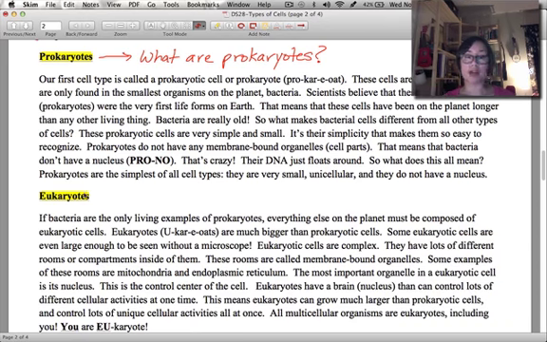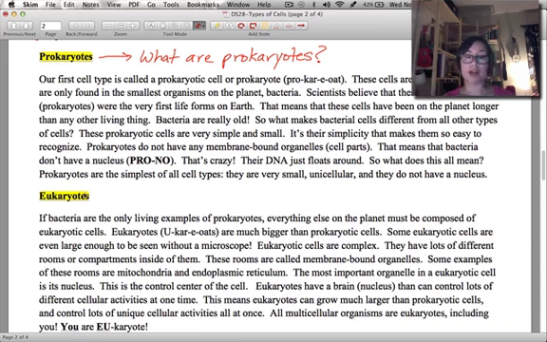That still answers this question, so I'm going to underline it. That means that these cells have been on the planet longer than any other living thing. So bacteria are very old. So what makes bacterial cells different from other types of cells? These prokaryotic cells are very simple and small. It's their simplicity that makes them so easy to recognize.